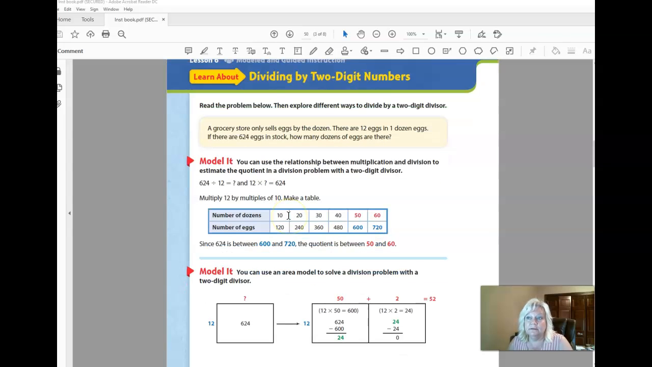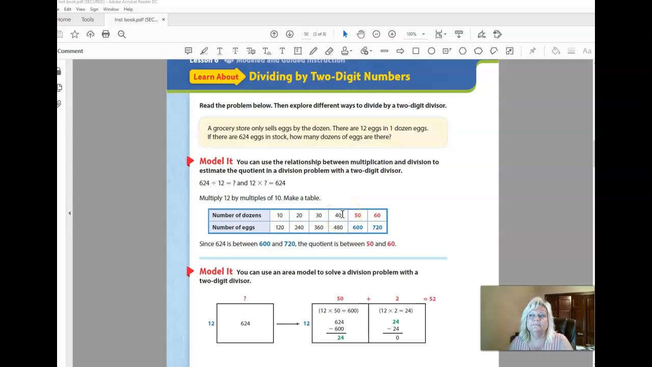So just like we did in the previous math lesson, we make a table that's going to give us an estimate of where it's going to fall. So we know that we're dividing by 12. So I want to do a little table here that says 12 times 10. That's going to be 120. I'm trying to get up to that 624, so that's not close enough. What about 12 times 20? That would be 240. That's still not close enough to 624. What about 12 times 30? That's 360. Still not close enough to 624.